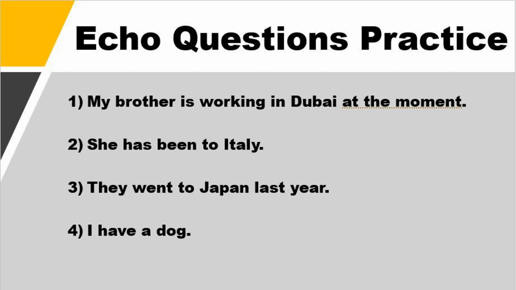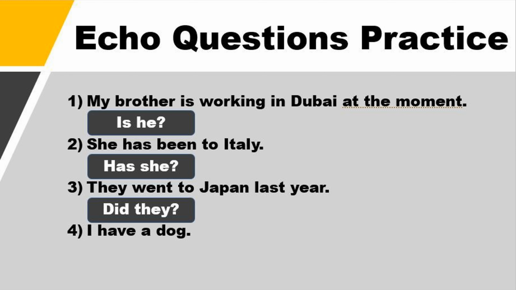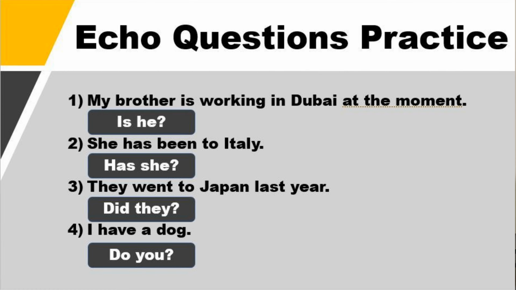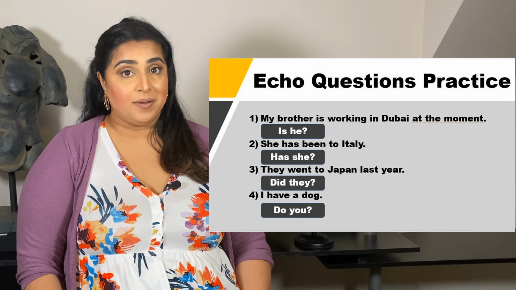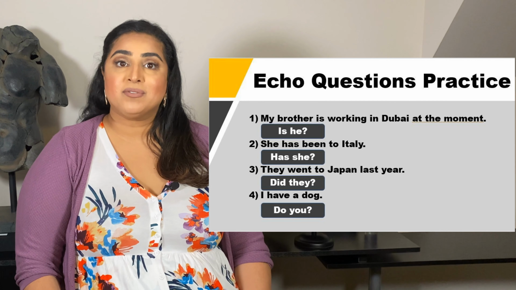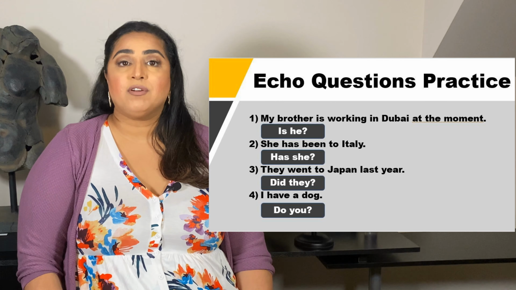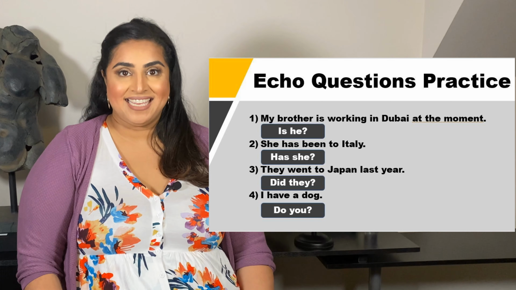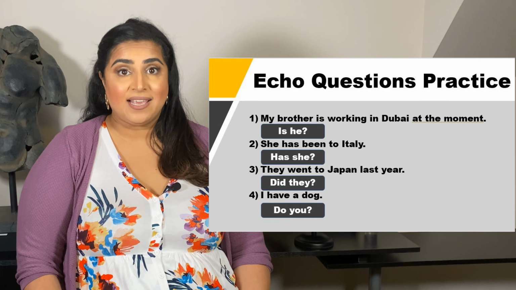The correct answers for your echo questions are, is he? Has she? Did they? Do you? In the first example, we have the subject, my brother, and we have the present continuous verb, is working. So we need to repeat the be verb, is, and we change to the subject pronoun he for my brother. Is he?